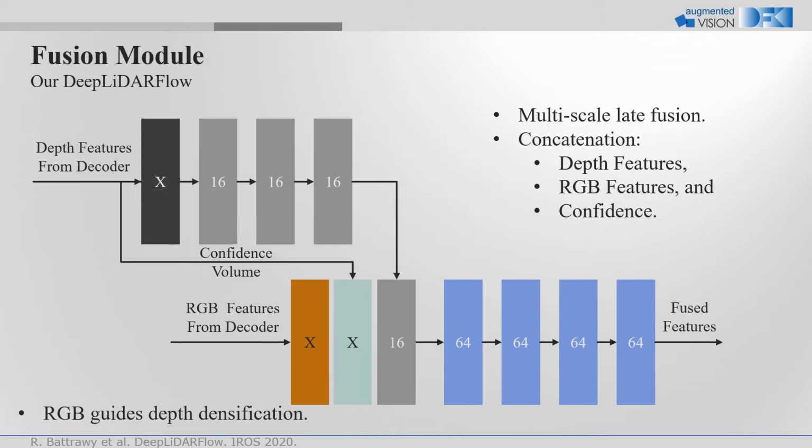For fusion, the depth features are refined in a series of convolution layers and then concatenated with the RGB features and the confidence maps. The concatenated features are further refined by 4 convolutions. The fusion network assists in propagating the sparse depth information to full image resolution and enriches the RGB features with geometric information. Then the fused features will be forwarded to the scene flow module.